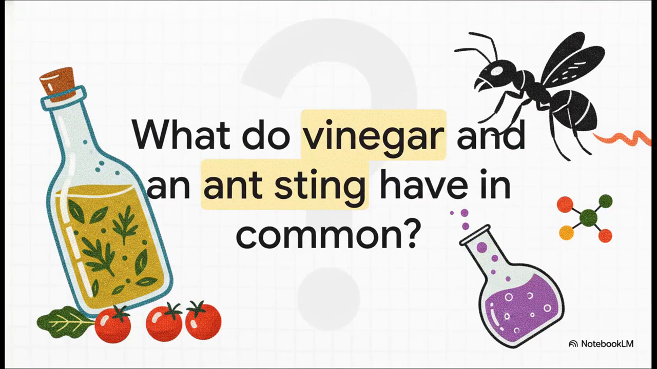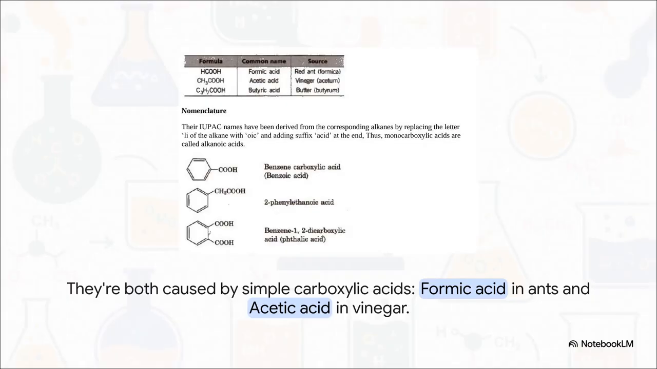So to kick things off, let's think about something you've probably experienced. What could possibly connect the sharp tang of vinegar in your salad dressing to, well, the painful sting of an ant? Sounds a little random, right? But the answer is pure chemistry. That ant sting is caused by formic acid, which gets its name from formica, the Latin word for ant. Makes sense, right? And that tang in vinegar, that's from acetic acid. Both of them are simple but pretty potent carboxylic acids.